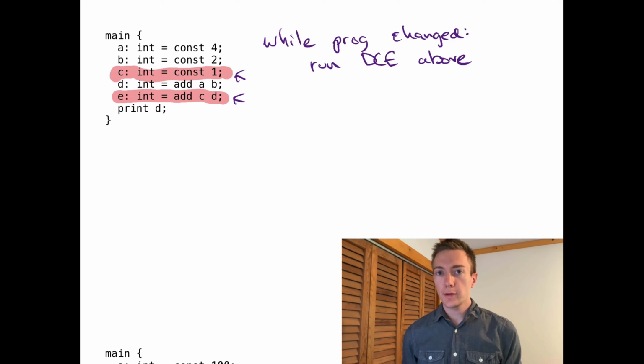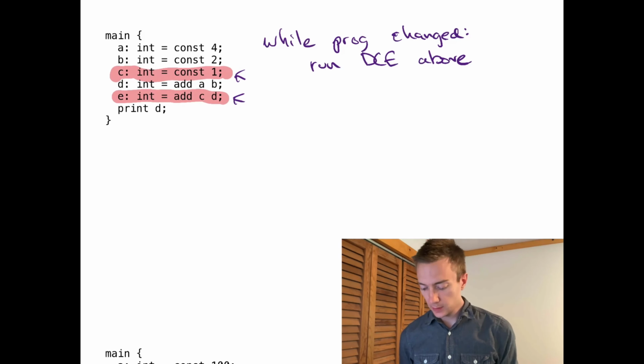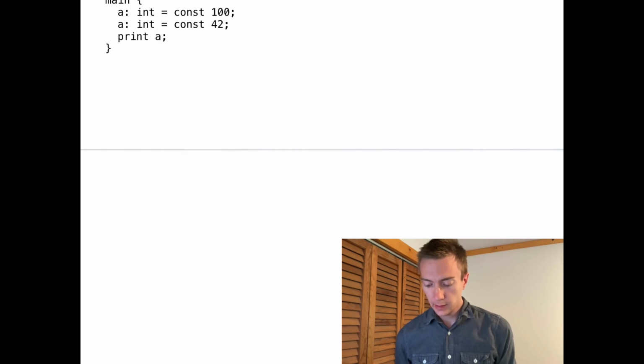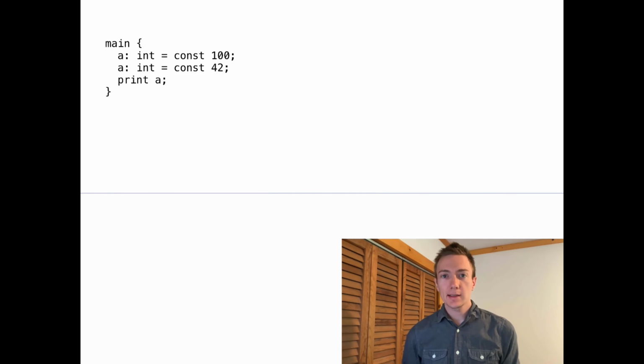I want to show you one third and final program that's going to stretch our dead code elimination abilities. Here's the program. I want you to think for a second, again, about what our algorithm so far, including iterating to convergence, will do to this program, and what opportunities that leaves on the table.